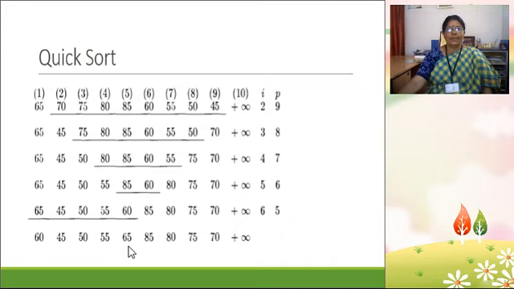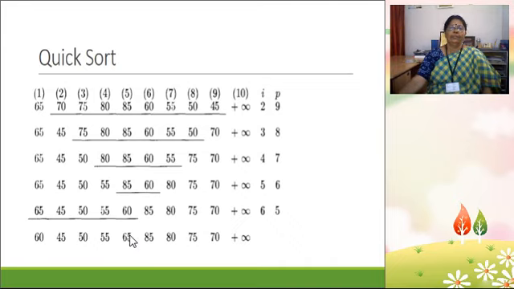So at this juncture, you could see all the elements that precede the pivot element are less than the pivot element. So 60, 45, 50, 55 are all less than 65. All the elements that follow the pivot element 65 are greater. So 85, 80, 75, 70. So all these 4 elements are greater than 65. That is the pivot element at position 5. So 65 is the pivot element or the pivot position.